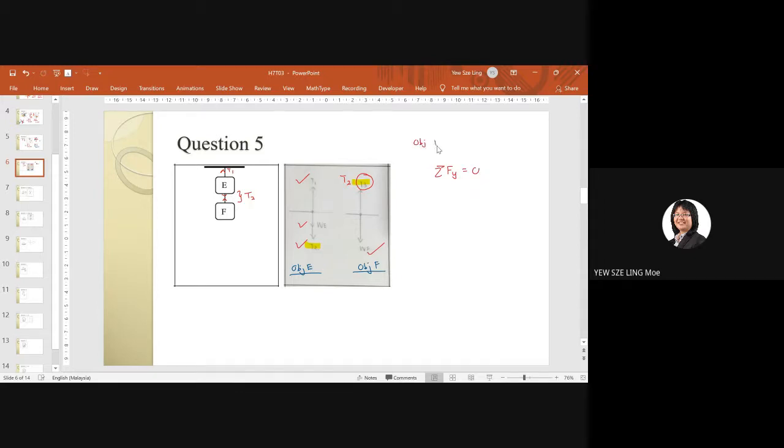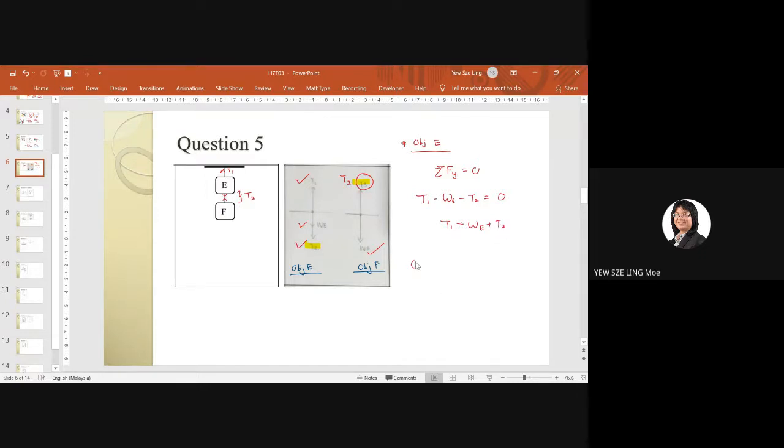So when you form an equation, make sure you label clearly which object this equation is for. Usually I like to write a title here, object E, before I start any equations. So for object E, summation F is equal to 0. According to the diagram, I have T1 minus WE minus T2 equals 0. Therefore, T1 equals WE plus T2, right?